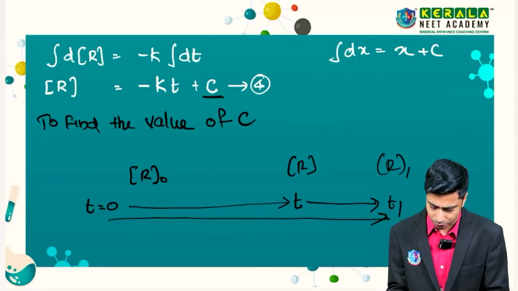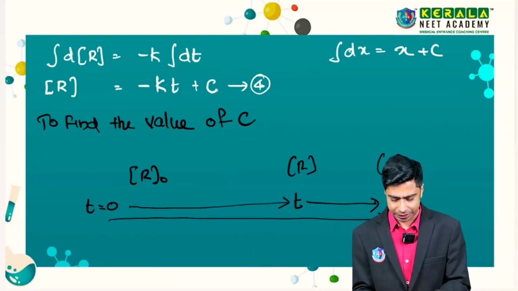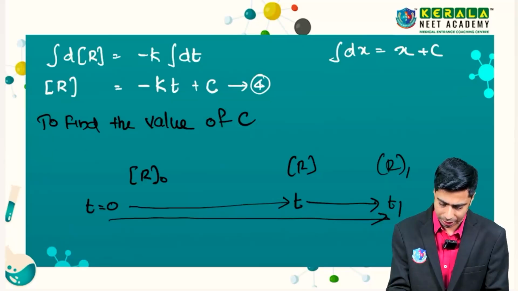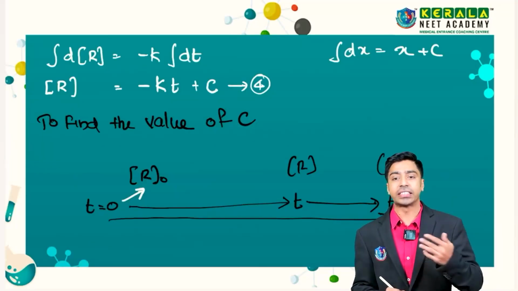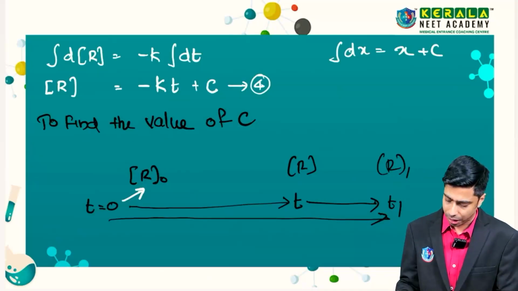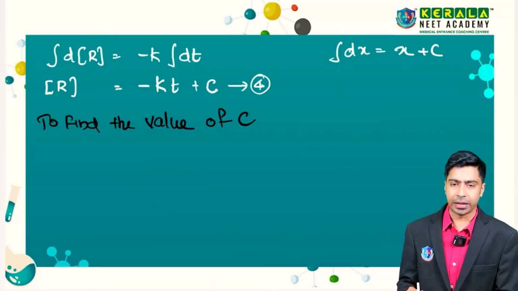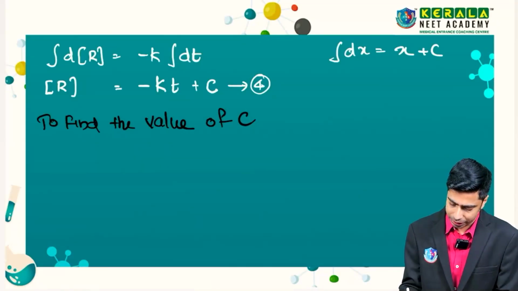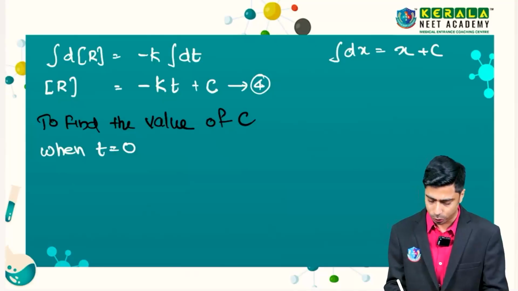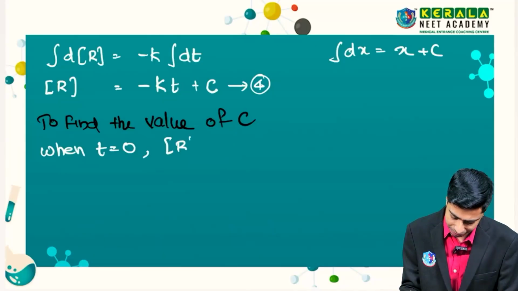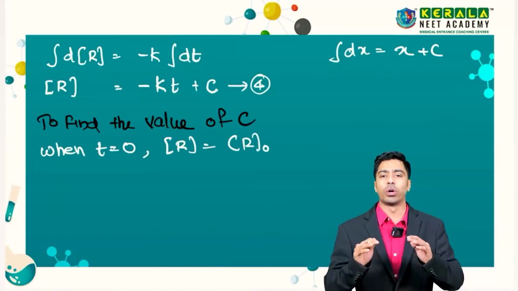At time 0, the concentration of reactant will be R0. When time is 0, the concentration of reactant is the initial concentration, which we call R0. Now we'll do one thing. To find the value of C, substitute t equal to 0. When time is 0, we have just started the reaction, so the value of R will be equal to R0.